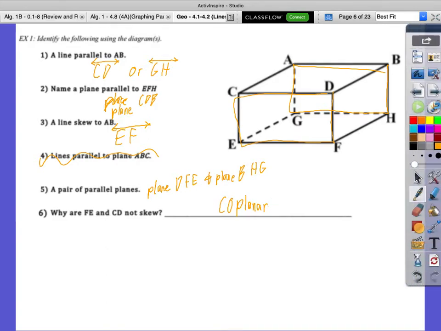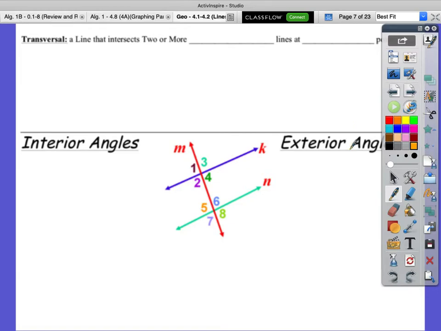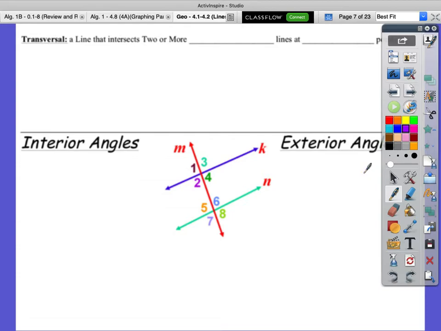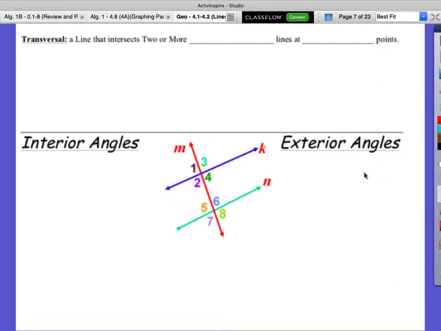Yeah. All right. Let's go right below this, okay? This is one of the main core concepts from this chapter. Put a mental mark here, okay? This is the main concept from the chapter, this idea of a transversal. A transversal is a line that intersects two or more coplanar lines at different points, okay? A transversal is a line that intersects two or more lines that are coplanar, and it intersects at different points, okay?